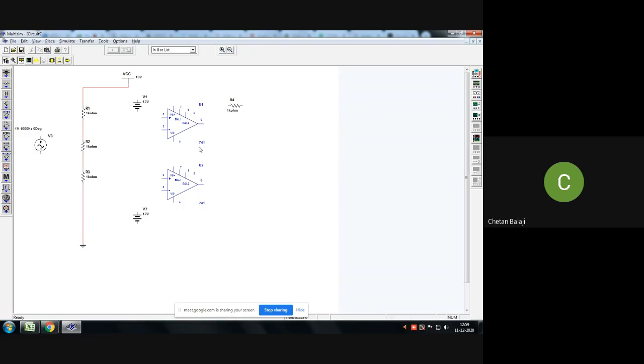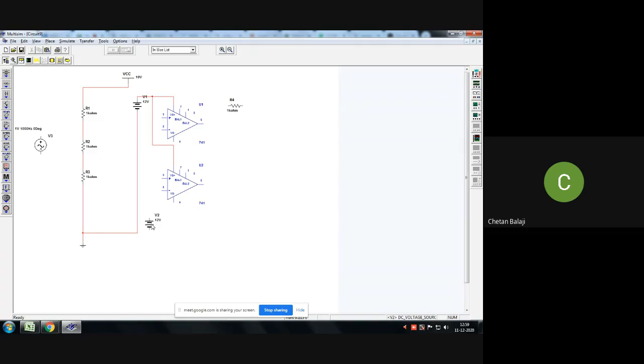Next, you can see Vs plus here. Give that point to plus, and the other one, give it to minus. Minus in the sense ground. Minus will be given to ground. This is again Vs plus. Give this to the same plus that you gave there.